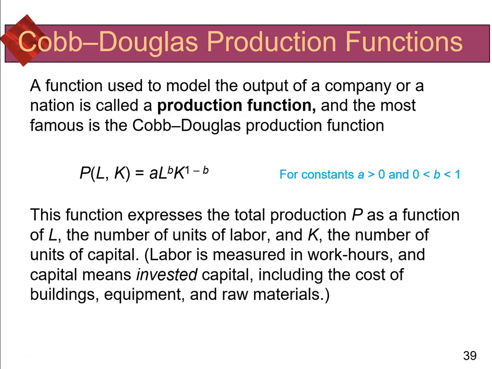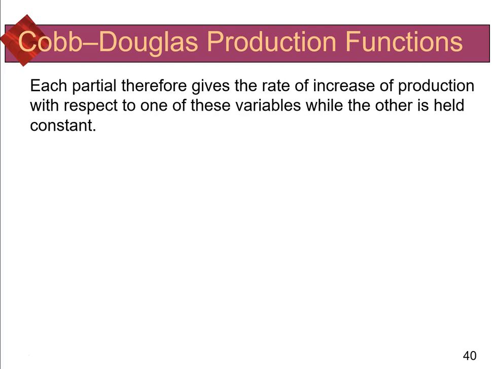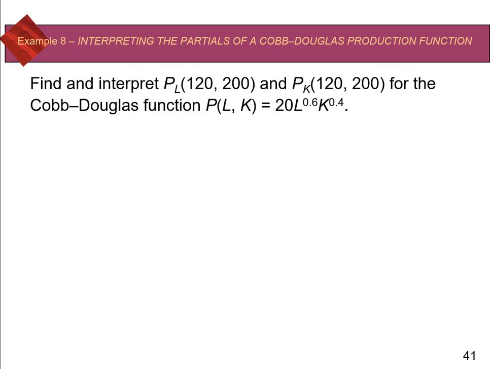So if I do a partial derivative of this with respect to L, I'll be finding the rate of change of production with respect to labor, production per labor increase or labor change. And the other one would be production per dollars of capital. So: find and interpret PL of 120, 200 and PK of 120, 200 for the Cobb-Douglas function P of L, K. And there's the function they give you.